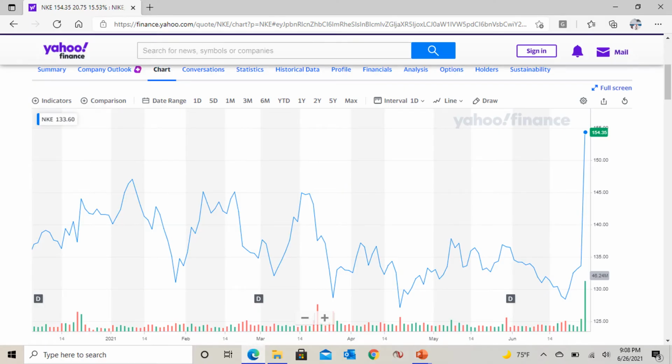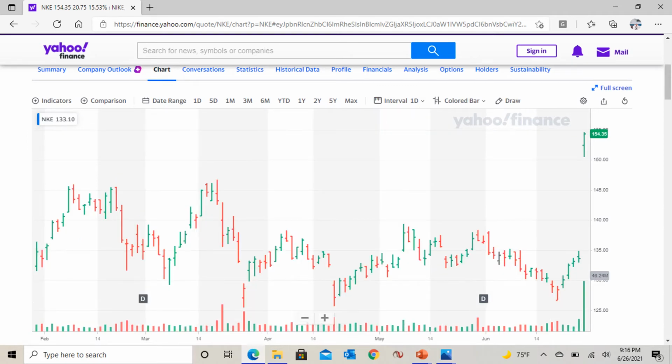Now let's take a look at this chart. Here is a chart of Nike that I pulled up, and it's on a 1-day interval. And this is a line chart. This is only telling you the closing price every day on this daily chart. All of this movement here represents the closing price on these particular days.